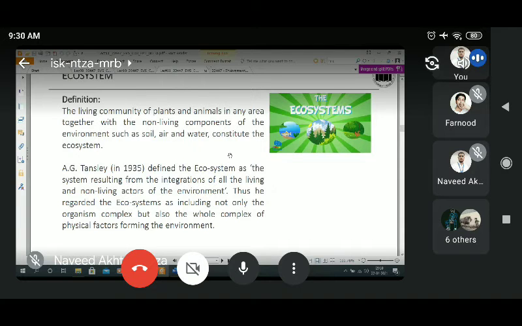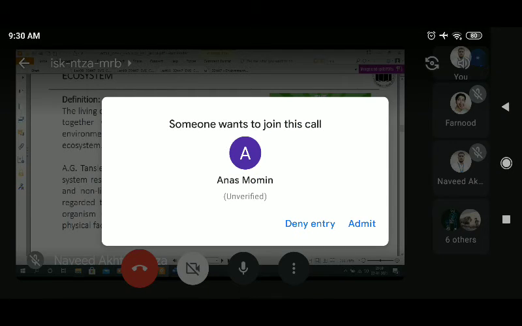है ना? What is ecosystem? The living community of plants, animals in any area together with the non-living components of the environment such as soil, air and water constitute the ecosystem. So living things are generally referred to as biotic, and non-living things are referred to as abiotic.